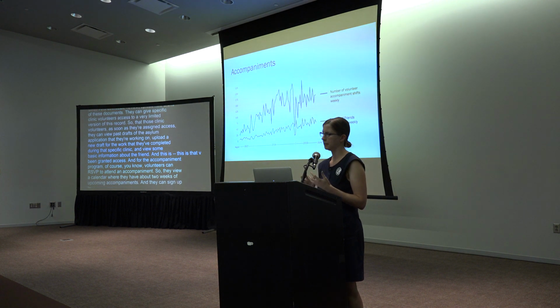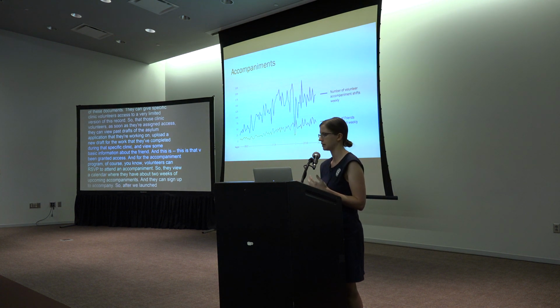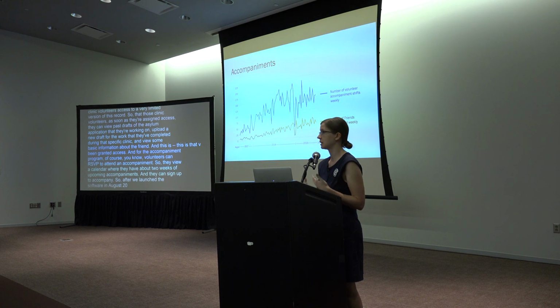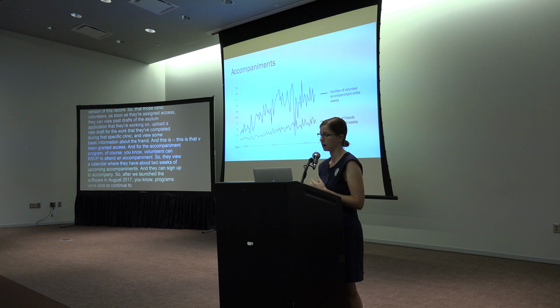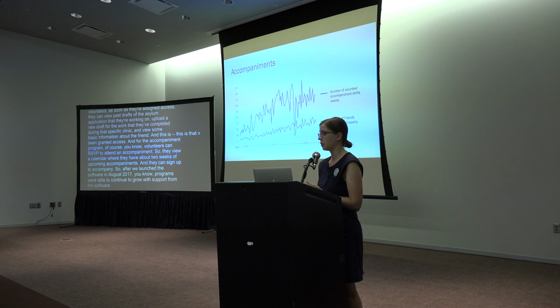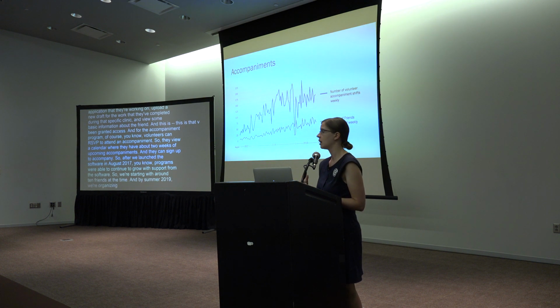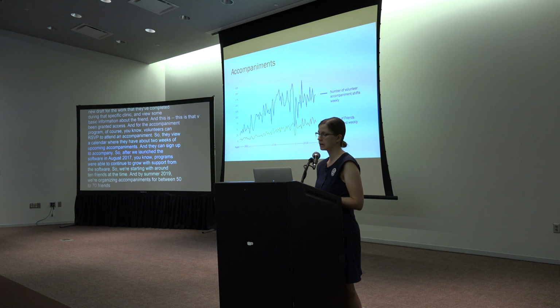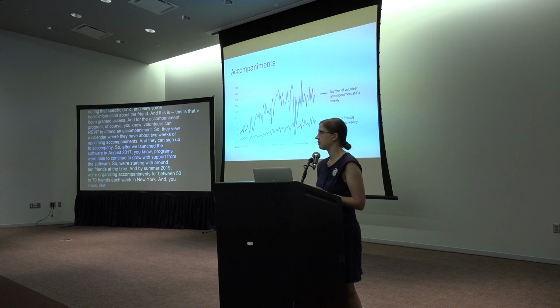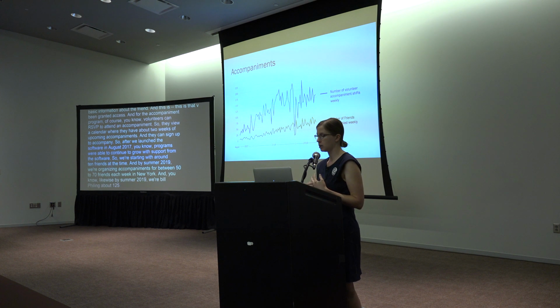So after we launched the software in August 2017, the programs were able to continue to grow with support from the software. We were starting with around 10 friends at that time, and by summer 2019, we're organizing accompaniments for between 50 to 70 friends each week in New York. And likewise, by summer 2019, we're filling about 125 to 175 volunteer shifts for the accompaniment program in New York each week.